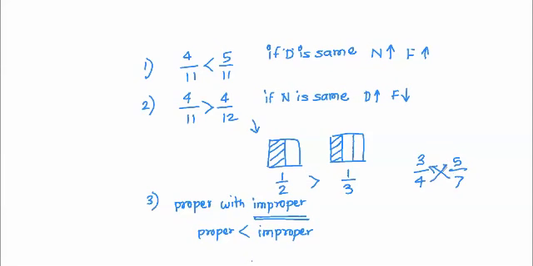3 into 7 is how much? 21. So you write that on this side. So 3 multiplied by 7 is 21, and 5 multiplied by 4 is 20. Which one is greater? 21 is greater than 20. So in that case, 3 upon 4 is greater than 5 upon 7. So this is our rule number 4 for comparing fractions in a faster way.